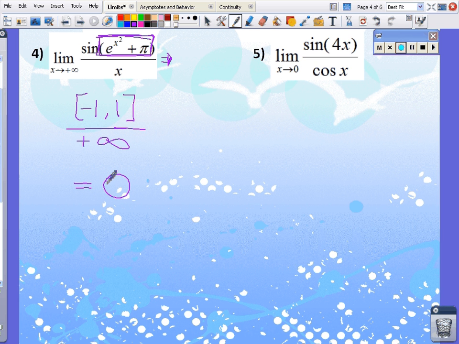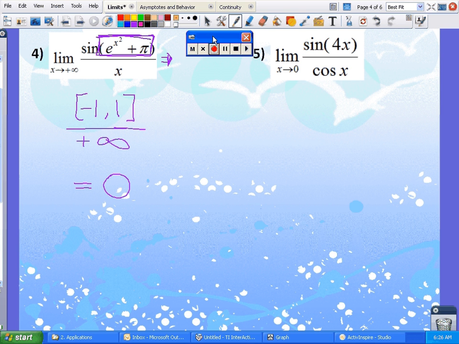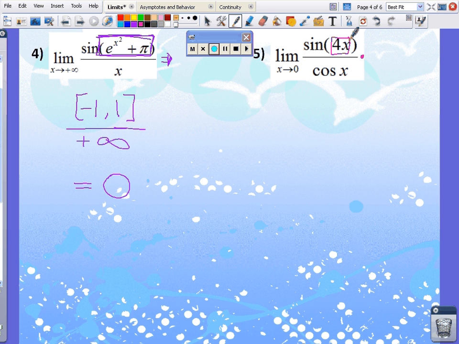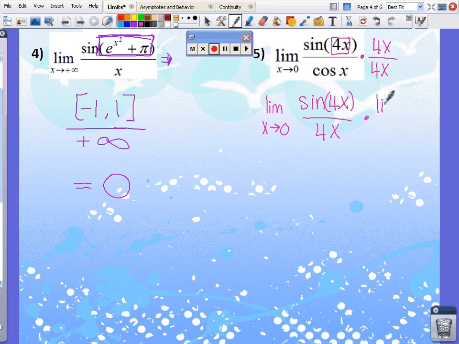These over here to the right, number 5, were problems where you're really looking for the fact that the limit of sine of x over x as x goes to 0 gives us 1. So I know that I need a 4x on the bottom, so I'm going to multiply the numerator and denominator by 4x. I'm going to rearrange my problem so that you see it better. I'm going to have the sine of 4x divided by 4x, and then multiply by the limit as x goes to 0 of the leftover numerator 4x and the leftover, which is cosine of x in the denominator.